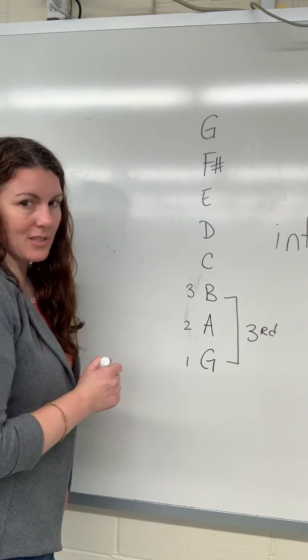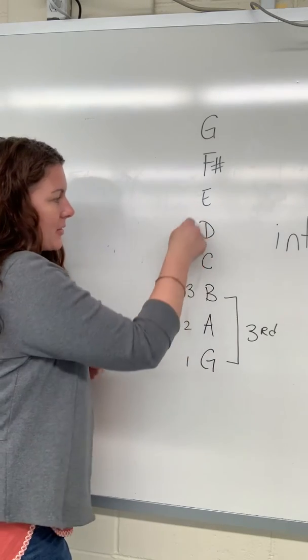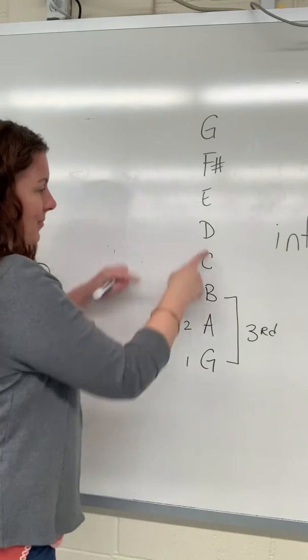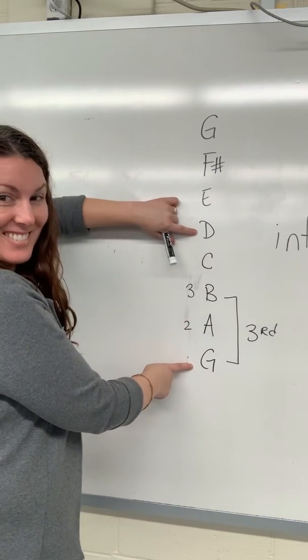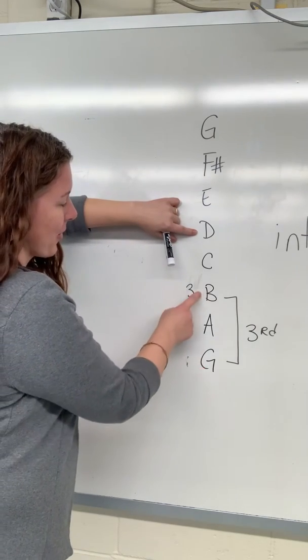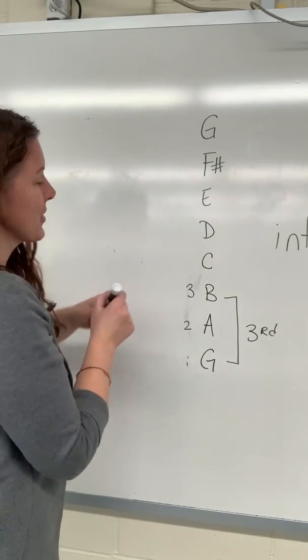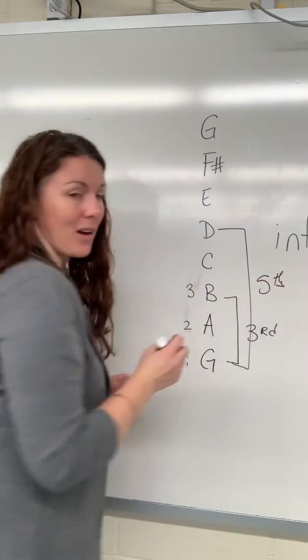So let's do a couple together and see how you do. What is the distance from G to D? Go ahead, see if you can figure it out on your own. Let's count it together. 1, 2, 3, 4, 5. If you said that the distance from D to G was a fifth, then you got it correct.